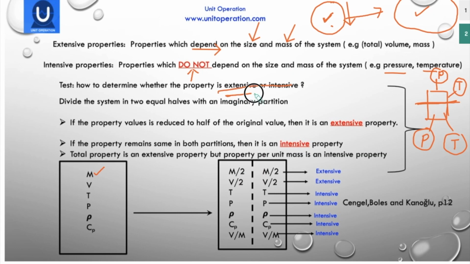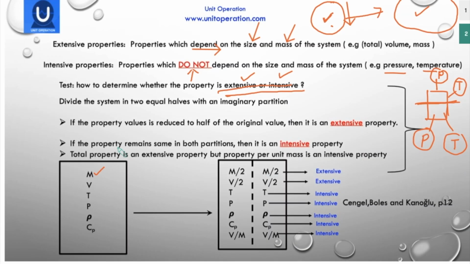So let's see how to find out which one is an extensive property and which one is an intensive property. The trick is to divide the system in two equal halves with an imaginary partition. If the property we are talking about remains the same in both partitions, then it is an intensive property. But if the property is reduced to half the original value, then it is an extensive property. So if I take this room and make it half, if the value of the property becomes half, then of course it's an extensive property.